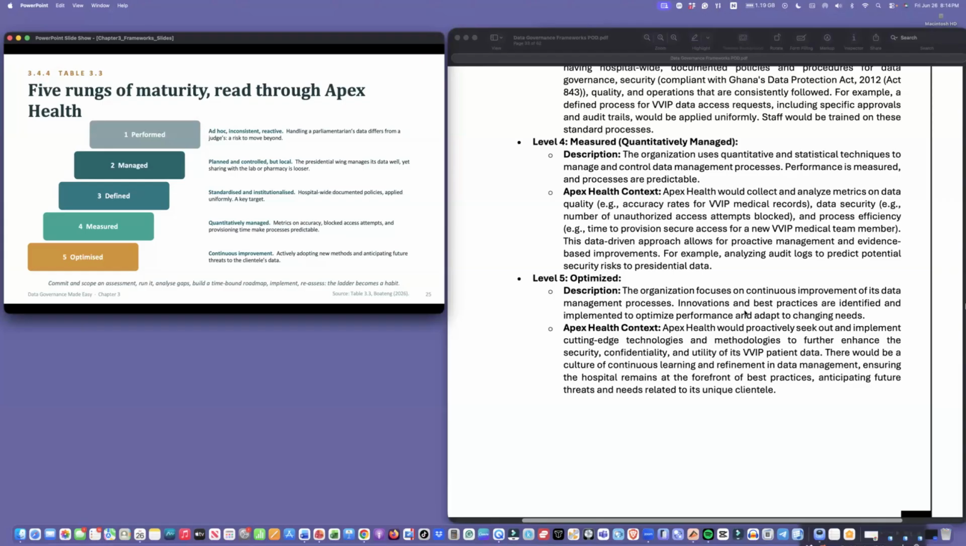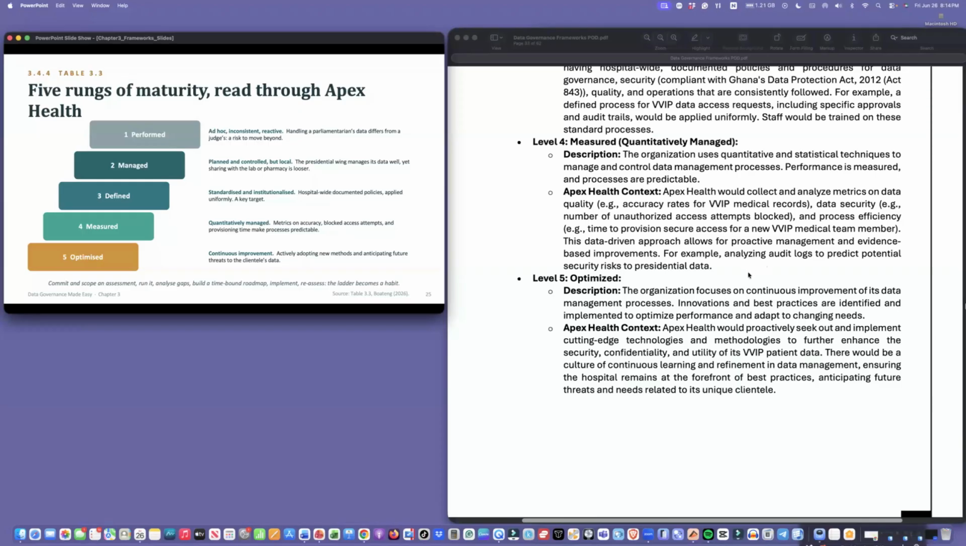If the best employee is coming from the IT unit, it shows that the same assessment we put to the medical doctor, we are putting a contextually relevant assessment to IT. So an IT lead was the best employee in the hospital for that month. That's the level at which you are saying optimized, so that there is continuous learning and refinement in data management, ensuring that the hospital remains at the forefront of best practices, anticipating future threats and needs related to its unique clientele.